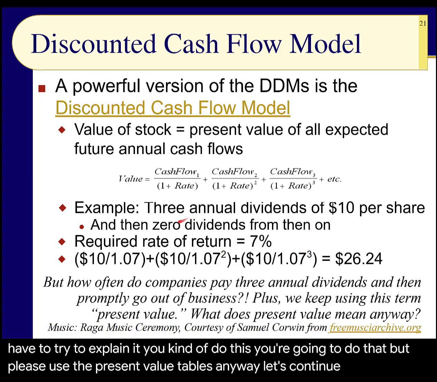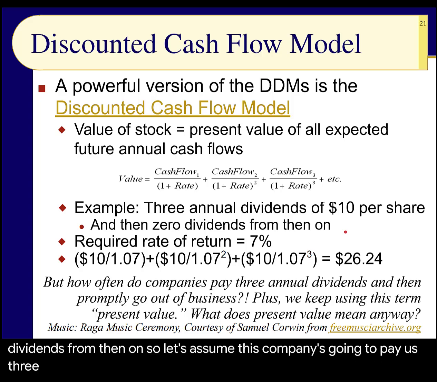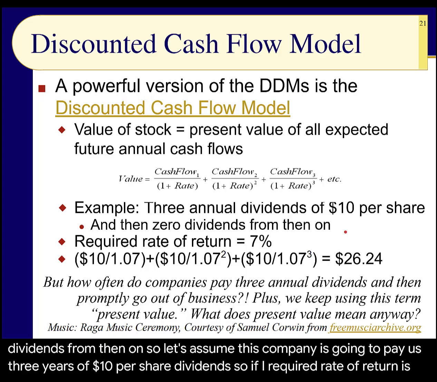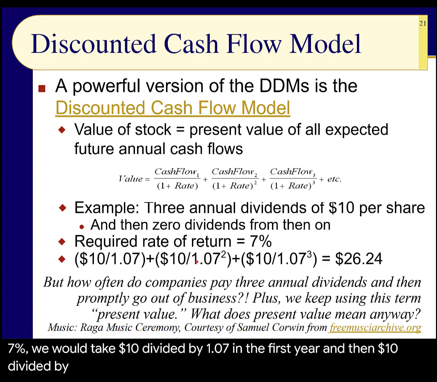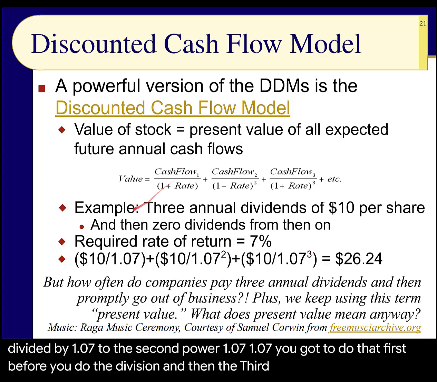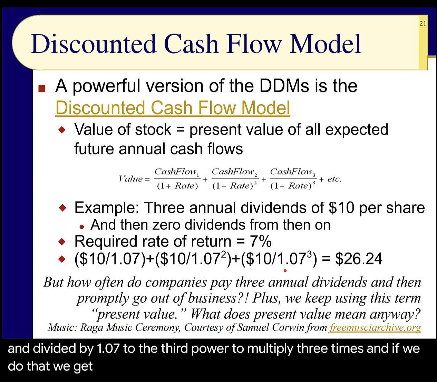Anyway, let's continue. 3 annual dividends of $10 per share, and then 0 dividends from then on. So let's just assume this company is going to pay us 3 years of $10 per share dividends. So if our required rate of return is 7%, we would take $10 divided by 1.07 in the first year, and then $10 divided by 1.07 to the second power. 1.07 times 1.07. You got to do that first before you do the division. And in the third year, we would take $10 and divide it by 1.07 to the third power. That's multiplied 3 times. And if we do that, we get $26.24.